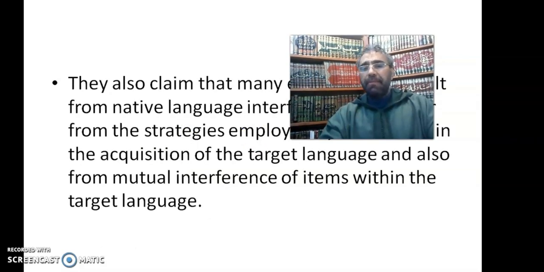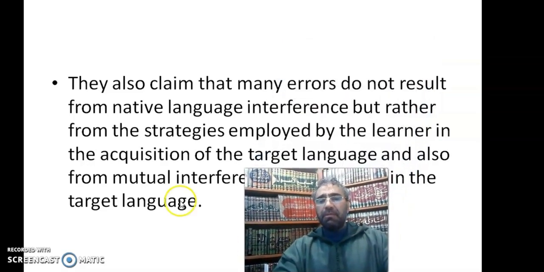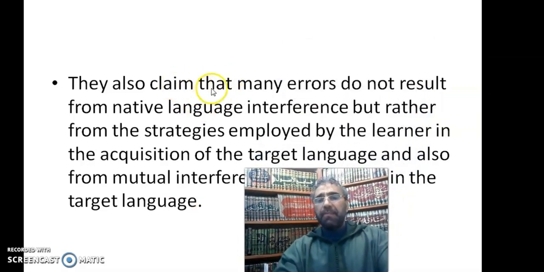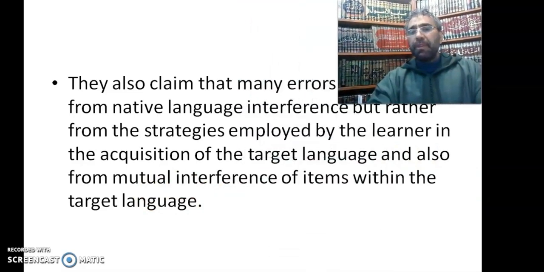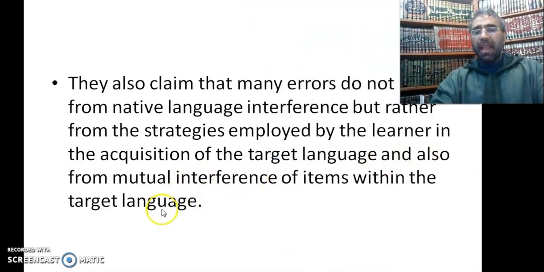They also claim, meaning proponents of error analysis claim, that many errors do not result from native language interference, but rather from the strategies employed by the learner in the acquisition of the target language, and also from mutual interference of items within the target language.